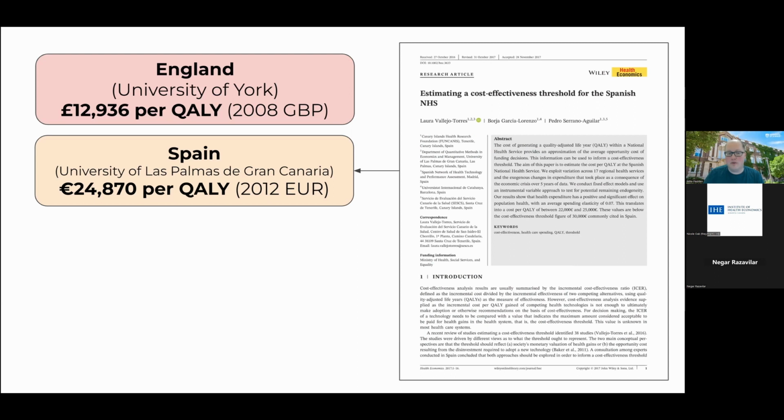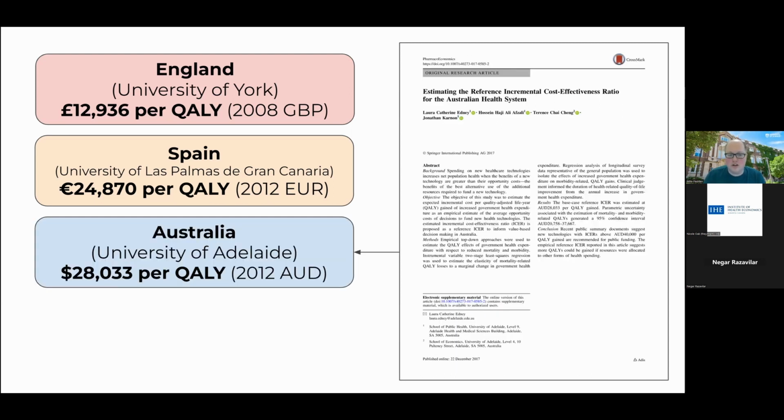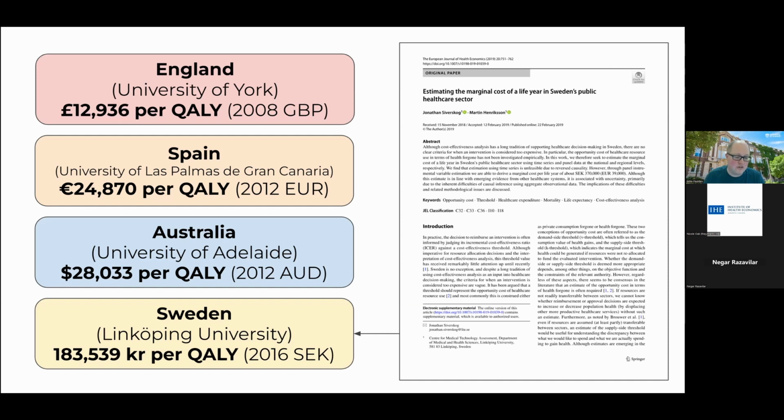The next study was from Spain. That was about €25,000 per QALY. There was a study done in Australia that was about 28,000 Australian dollars per QALY. And then one done in Sweden that was about 180,000 Swedish krona per QALY.